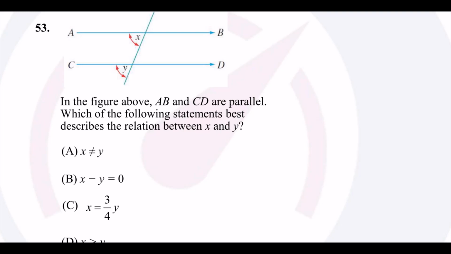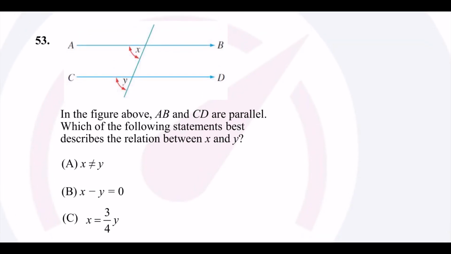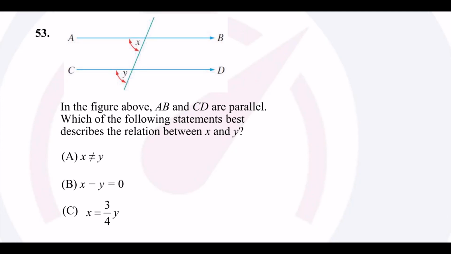Alright, question 53. In the figure above, AB and CD are parallel. So these two lines are parallel. Which of the following statements best describes the relationship between angles x and y? Now we know that once these two lines are parallel and they're cut by a transversal line, they form an F angle. We call them F angles in layman's terms because of the little F design.